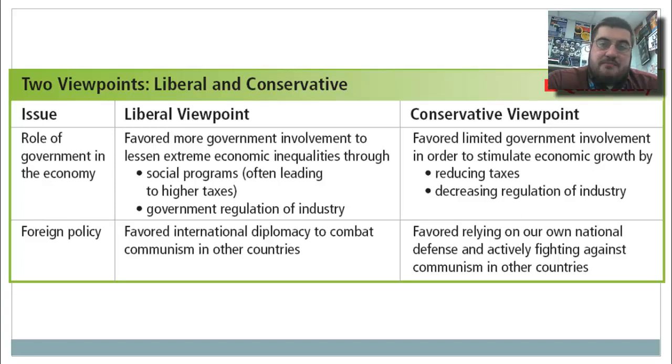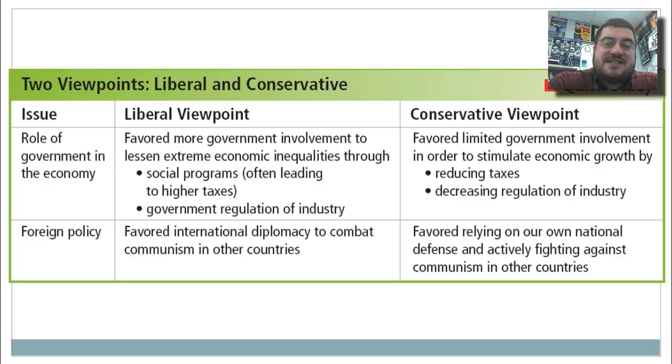The Democrats and liberals want more government involvement to lessen extreme economic inequalities. They do this through different social programs like welfare, like Obamacare, which often leads to higher taxes. And also they do this through government regulation of industry to make everything more fair, more equal is what they're trying to do. Liberals usually tend to stick up for the little guy, whereas conservatives say that more government involvement will lead to decreased economic growth, so we need to limit our government. Liberals want big government, conservatives want smaller government in order to stimulate economic growth. And we do this by reducing taxes and decreasing regulation of industry. However, it also was a line of successive Republican presidents who got us into the Great Depression as well, so there's that to be said.